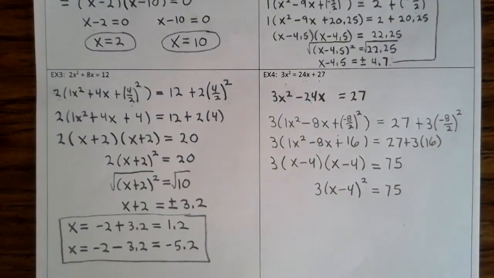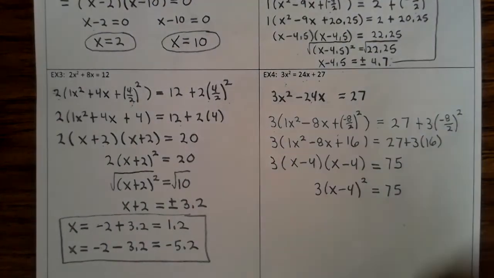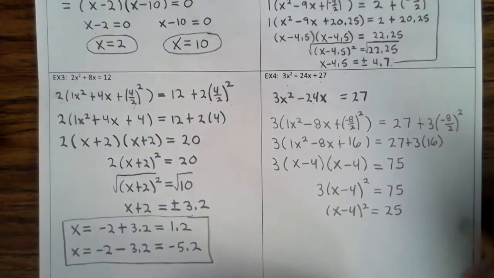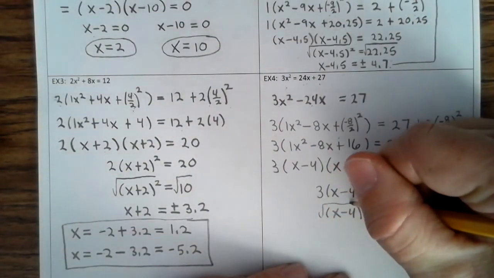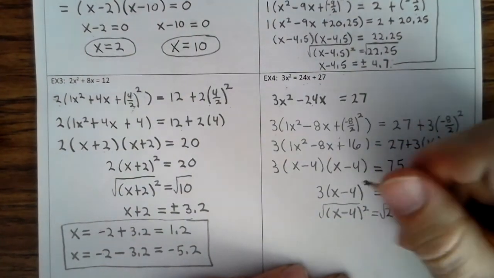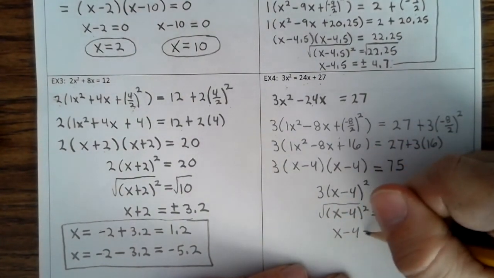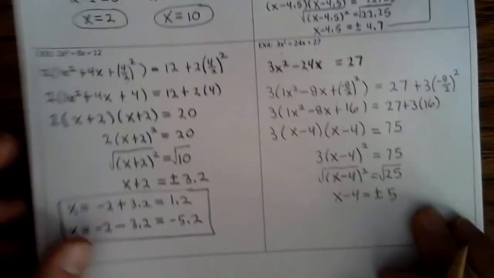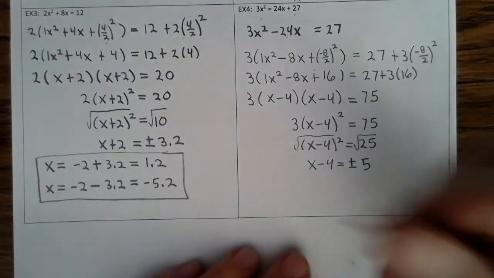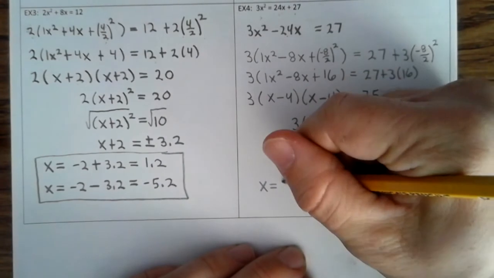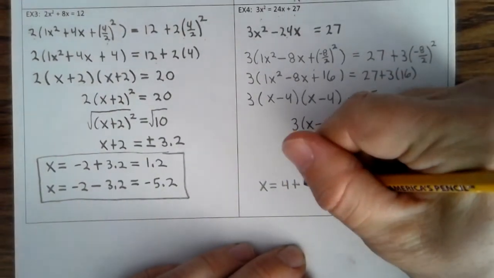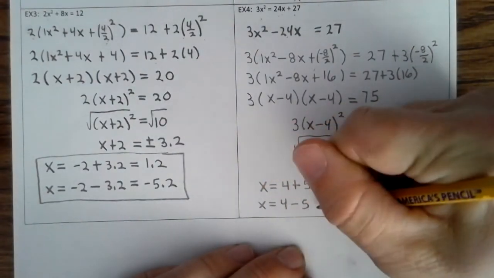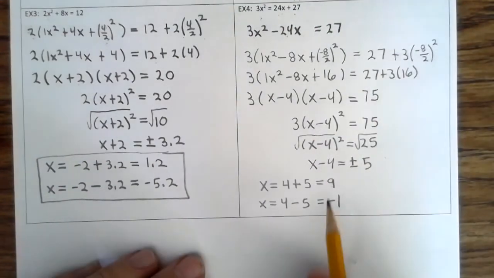Divide both sides by 3. So that's x minus 4 squared equals 25. Take the square root of both sides. So that's x minus 4 equals plus or minus 5. So then that's x. We're going to add 4 to both sides. So that's x equals 4 plus 5, which equals 9. And x equals 4 minus 5, which equals negative 1.